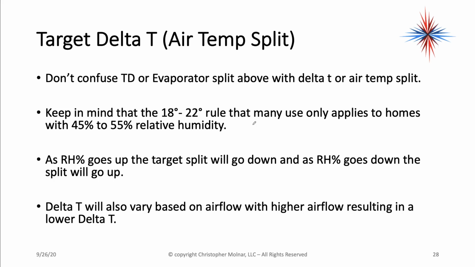Keep in mind that the 18 to 22% rule that many use only applies to homes with 45 to 55% relative humidity. As the relative humidity goes up, the target temperature split will go down. As the relative humidity goes down, the split goes up, because a good portion of what your air conditioner does is dehumidify. So as there's more humidity to pull out of the air, we're not going to cool the air as much. The delta T also varies based on airflow, with higher airflow resulting in lower delta T. The longer the air sits on the coil, the more it's going to dehumidify and cool.